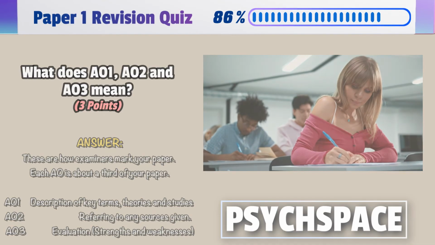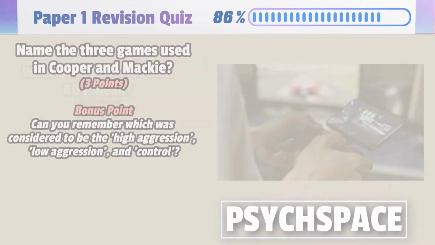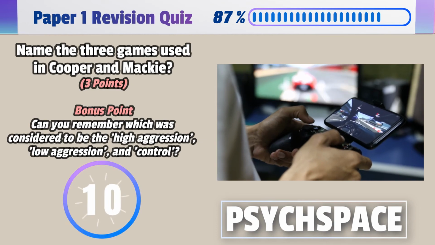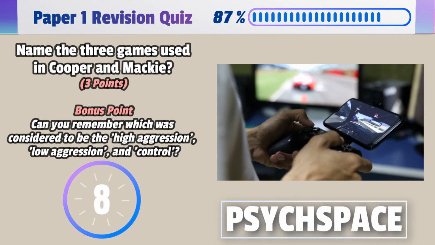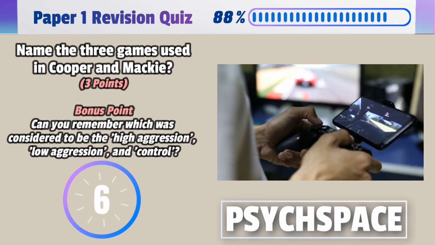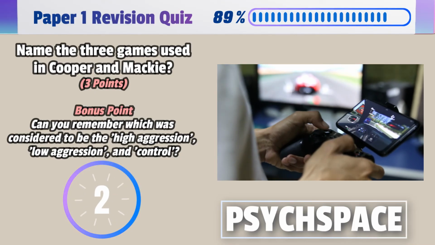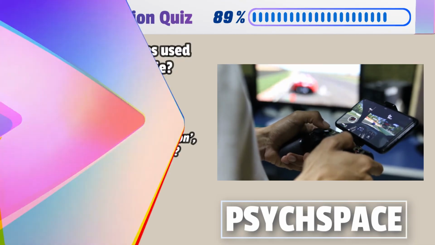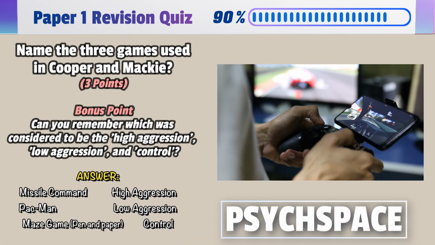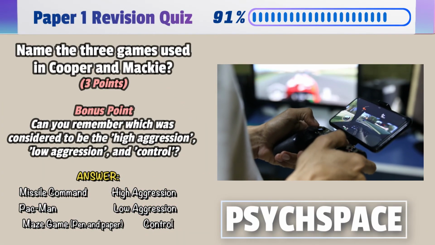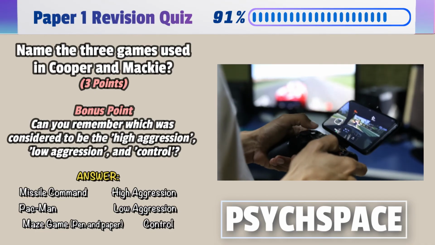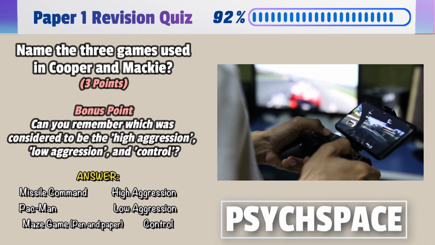For your next question, can you name the 3 games used in Cooper and Mackey? For a bonus point, try and categorise them into high aggression, low aggression and control. So, the Missile Command game was considered high aggression, Pac-Man was the low aggression, and they used a maze game on pen and paper as the control.